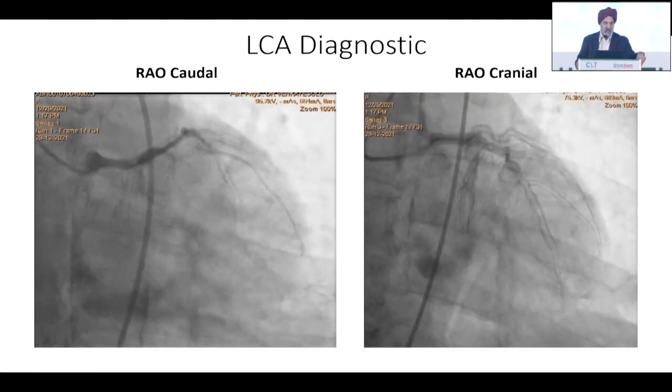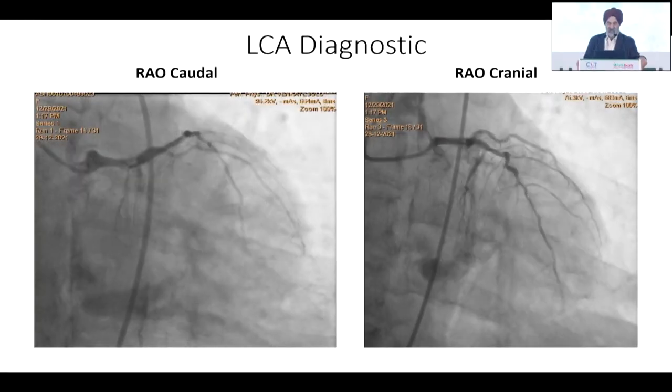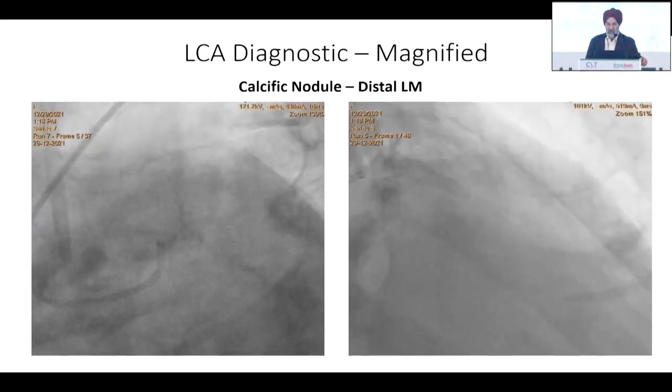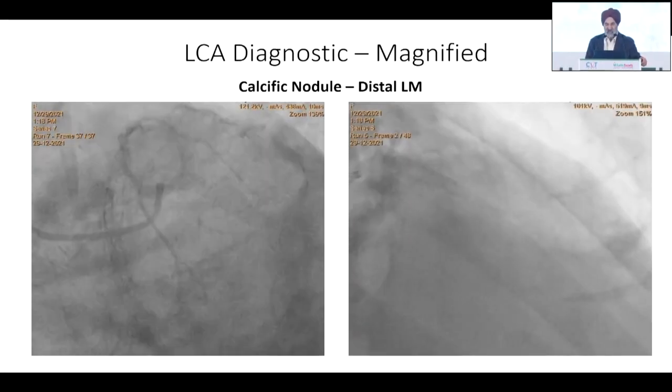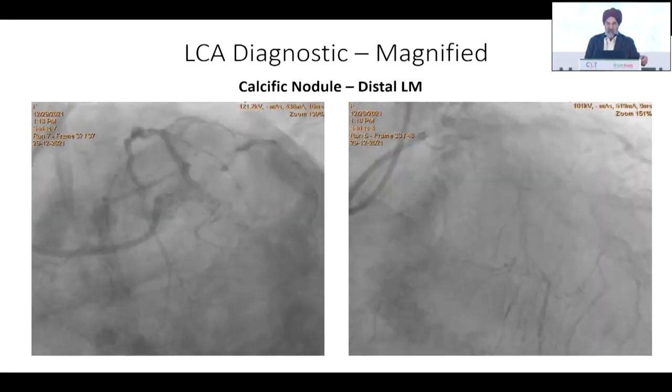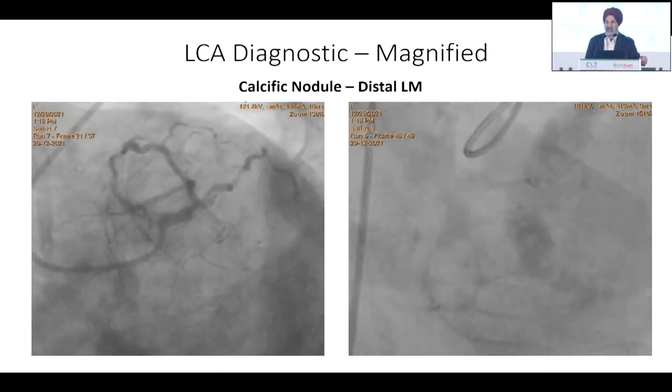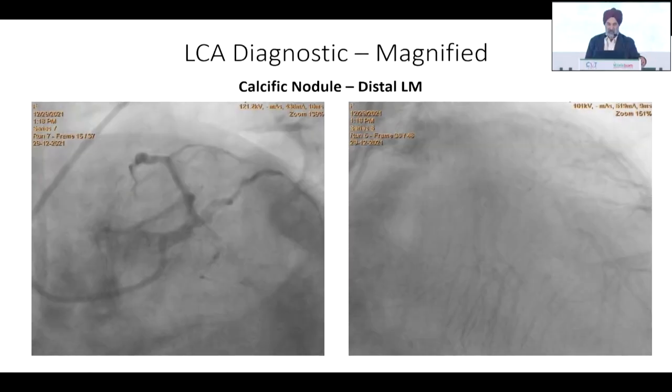You have a tight distal left main, circumflex is totally occluded, and there is some retrograde filling of the RCA. RCA was also totally occluded. And what you see in the magnified images is a big nodule in the distal left main along with tight calcific disease in the proximal part of the LAD.